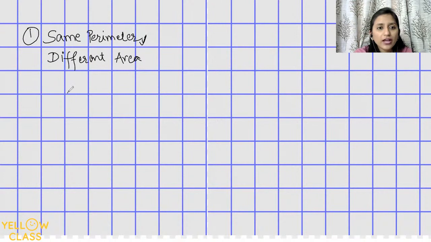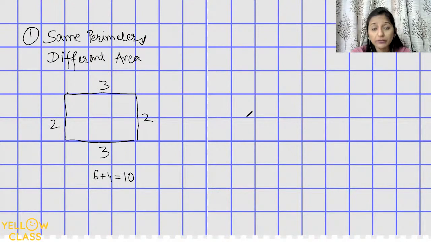Let's see if we do it like this. Something like this, if I make it. What will be its perimeter? This is 3, 2, 3 and 2. So its perimeter would be 3 plus 3 is 6, 6 plus 4 is 10. Now can I make one more shape, different from this, whose perimeter would be 10?